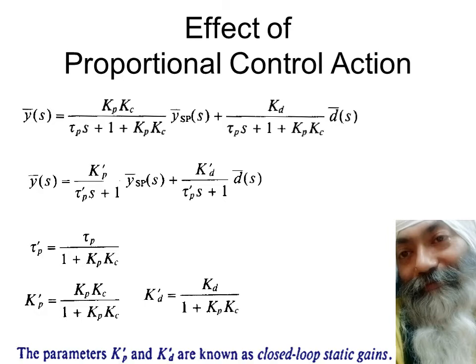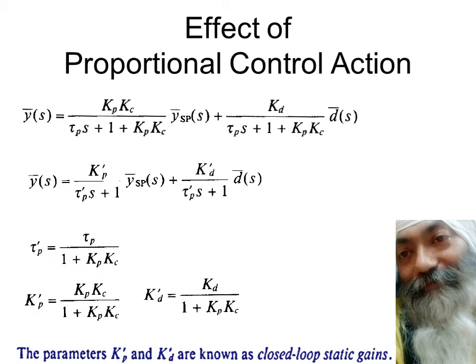So these K dash p and K dash d are known as the closed loop static gains. Kp and Kd were the open loop static gains, in the absence of the controller. In the presence of the controller, on account of Kc, they change. Because here also you see, my dear friends, to make it open loop, put Kc equal to 0. You will be left with tau p and so on. So I give more and more value of Kc and the value of tau dash p will become smaller and smaller, right? This is what we go in for here.